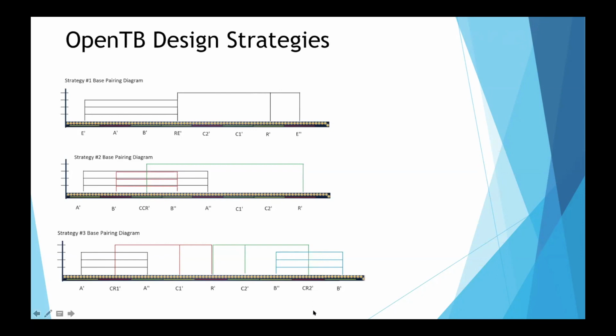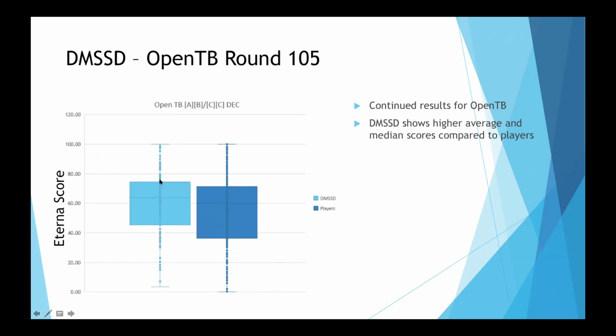And it actually turns out that we went with another complicated one as a result of all that, because this one just apparently seemed better than the rest. So Nando implemented strategy 3 within DMSSD. I submitted a number of solutions from strategy number 1, and I believe I tried a couple from strategy number 2. And as you can see, there was a continued success for DMSSD in the OpenTB results.